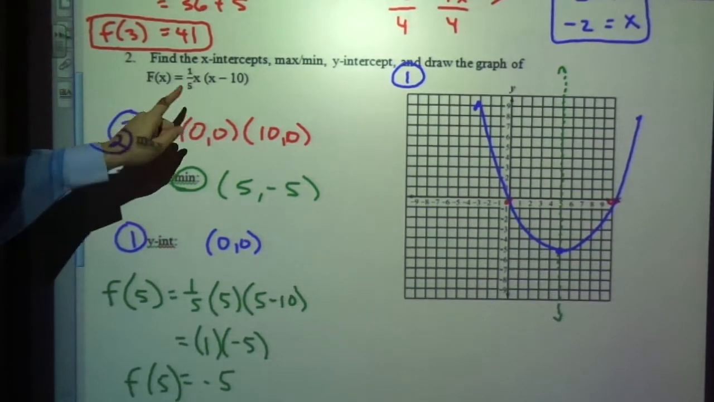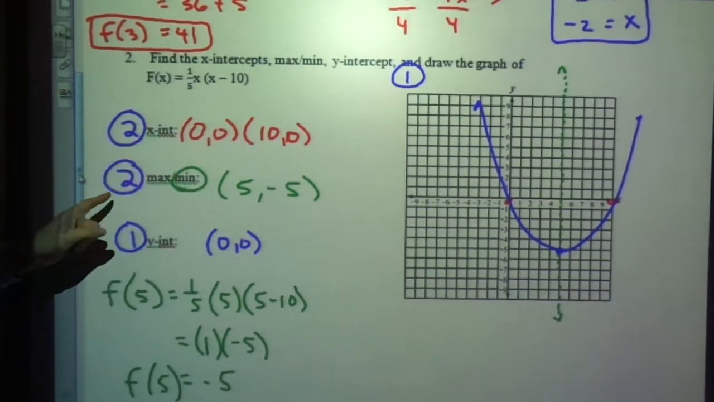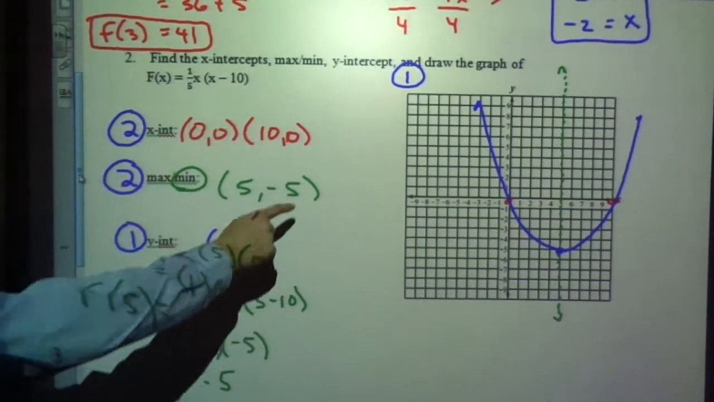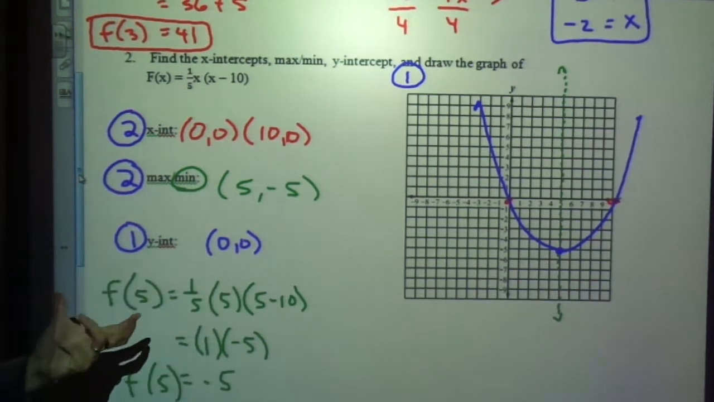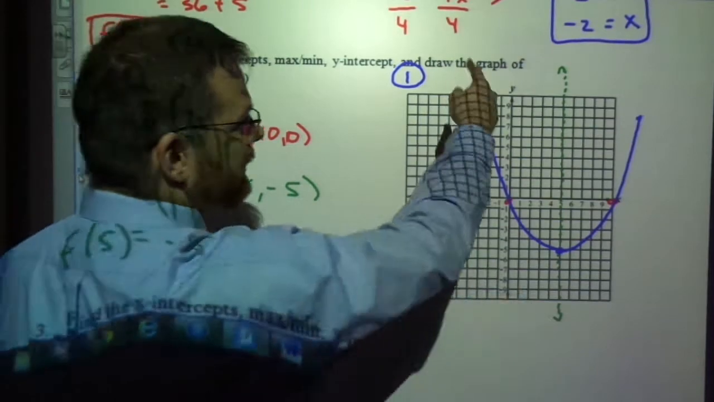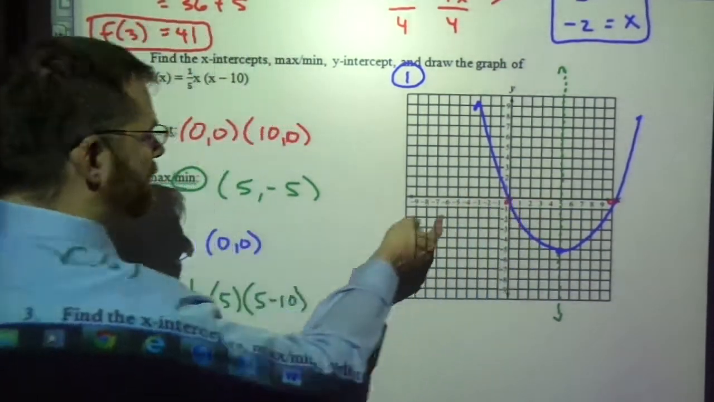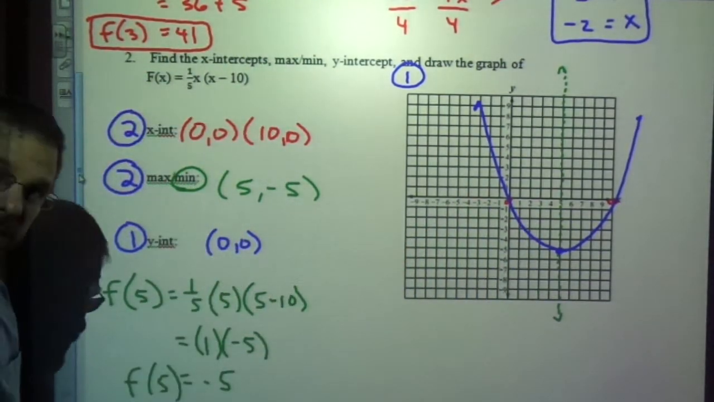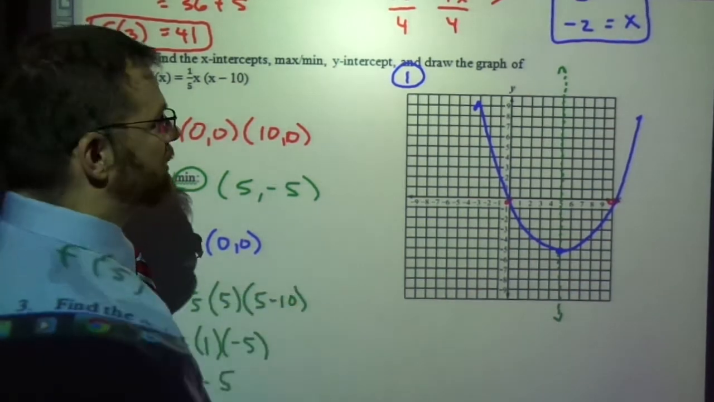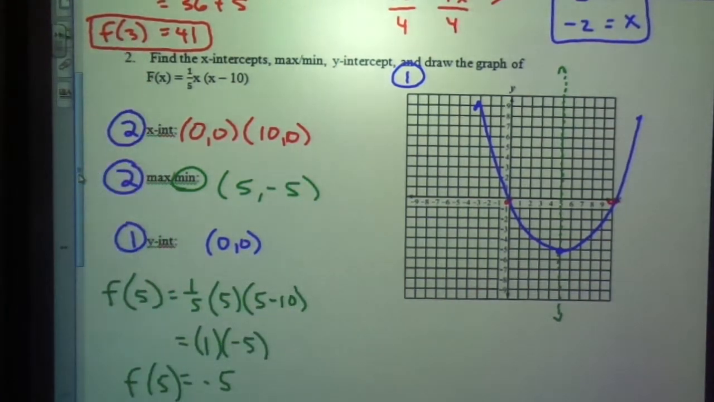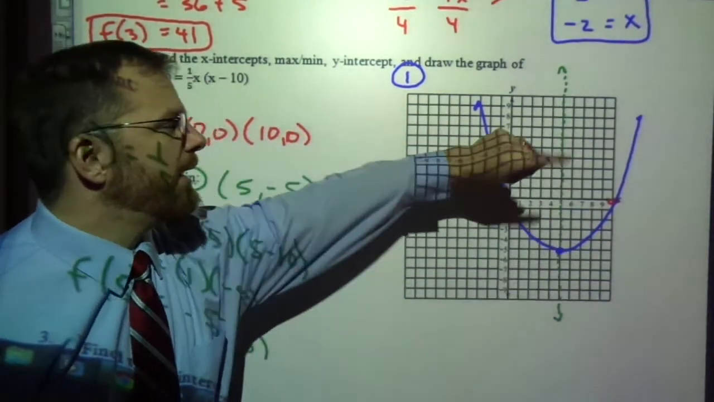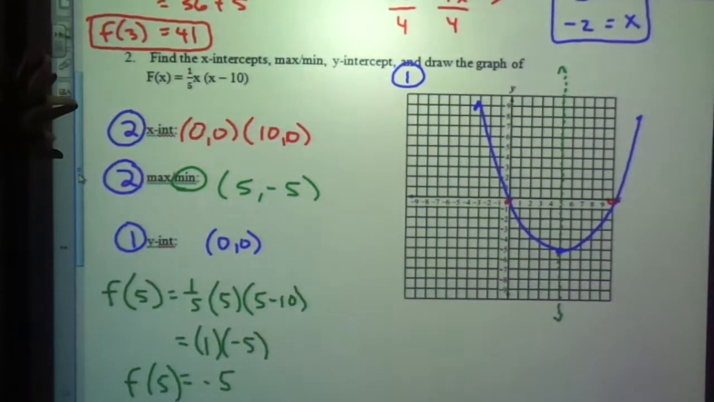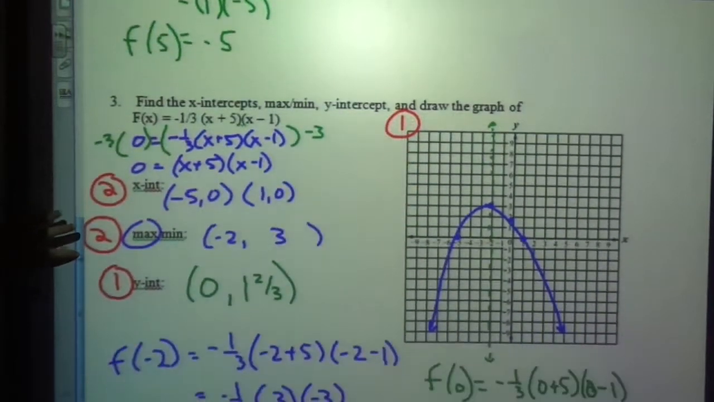So this is 2 points, 1 for 0, 1 for 10. This is 2 points, 1 for the x value of 5, 1 for the y value of negative 5. The y-intercept on this one is very easy because we can look at the graph and see, hey, it crosses right there at 0, 0. So the y-intercept is 0, 0. Usually we'd have to plug in 0 to the function, but this one's very easy. So 2 points, 2 points, 2 points, and 1 point for drawing a good graph for a total of 6 out of this problem.